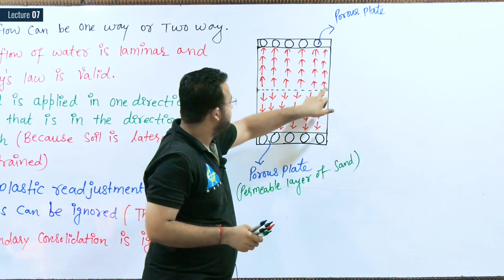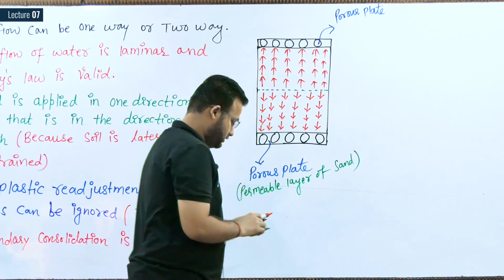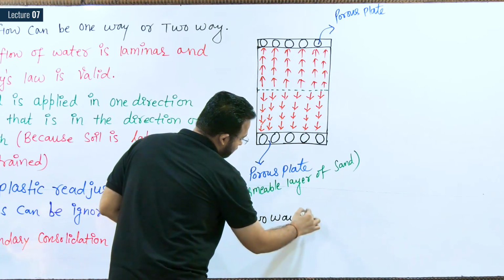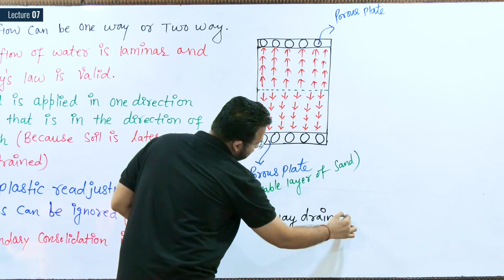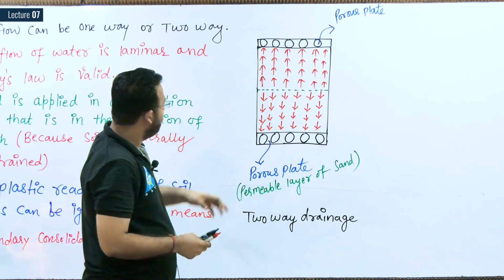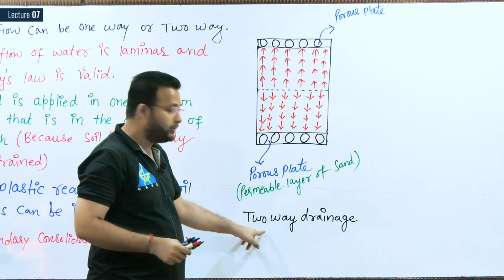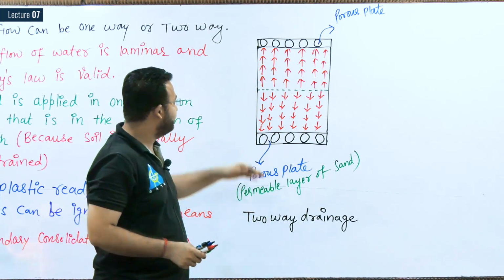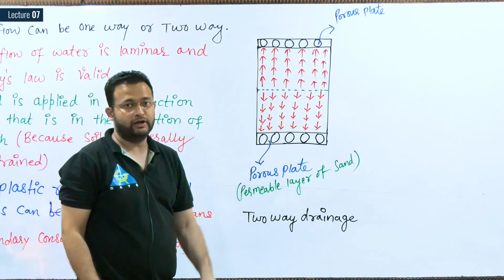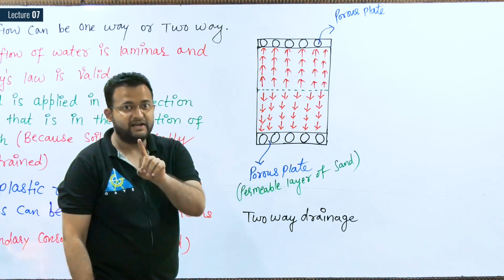So from here we can say this is your two-way drainage. This system is called two-way drainage. In this two-way drainage, why have we given the name two-way? Because there are two ways. One way, in upward direction water is flowing, second way, in downward direction water is flowing. It is two-way drainage, but one directional flow.